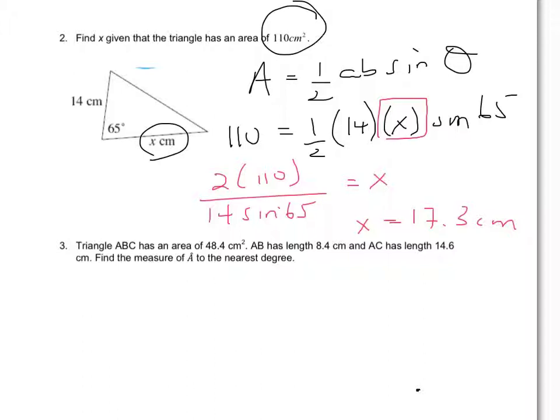Now, for the next example, I'd like you to pause the video, try the example, draw a diagram if you need to, and when you come back, check that your answer is the same that's posted here. So, triangle ABC has an area of 48.4 centimeters squared, length AB is 8.4 centimeters, AC is 14.6 centimeters, and it wants you now to find the angle. So give that a try and come back and check your answer.